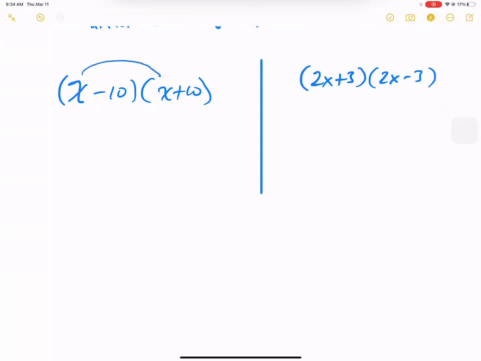X times x is x squared. Now, I'm doing the slow way, okay? But you guys can jump to the answer. If you see the pattern, go ahead and jump to that pattern. If you guys know the pattern, jump to the pattern. I'm just taking my time here.